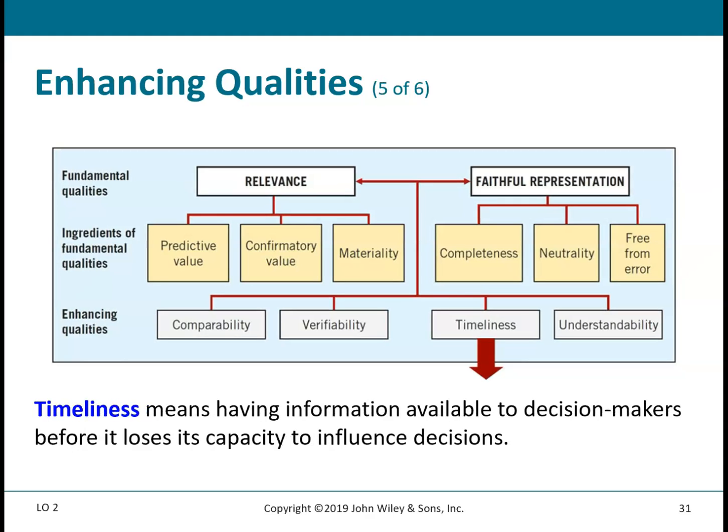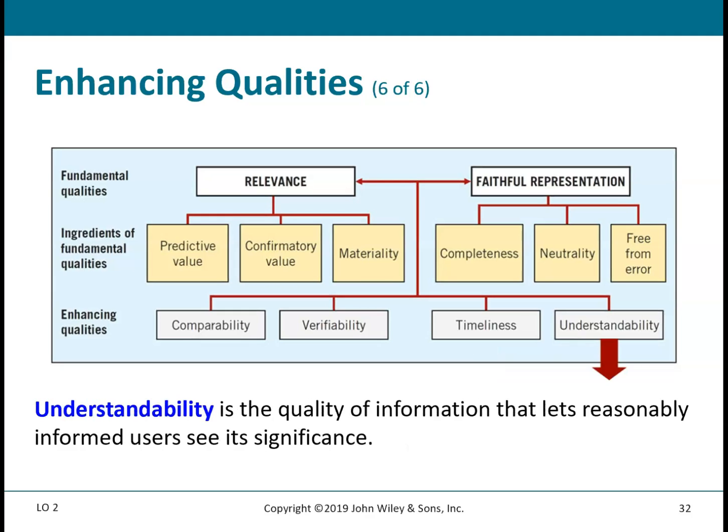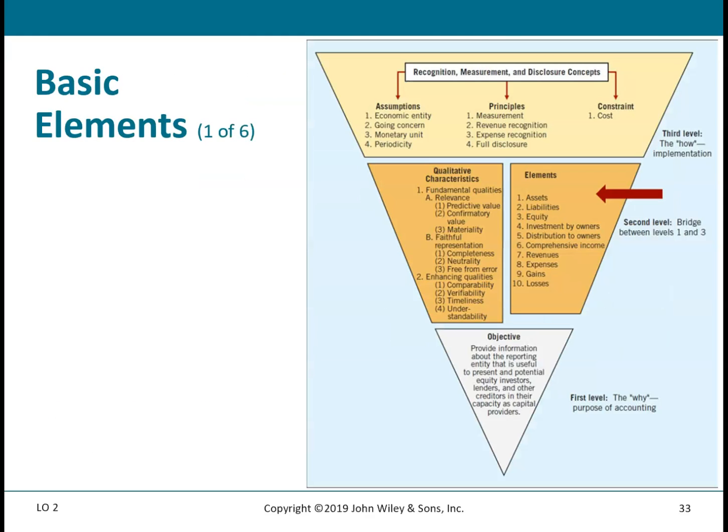Timeliness means having information available to decision makers before it loses its capacity to influence decisions. Understandability is the quality of information that lets reasonably informed users see its significance. So we finished talking about the qualitative characteristics, which were the fundamental qualities of relevance and faithful representation, and the enhancing qualities. Now let's talk about the elements.